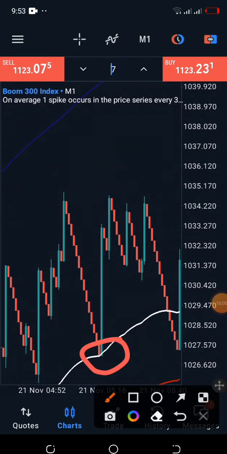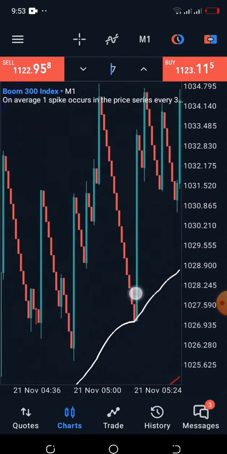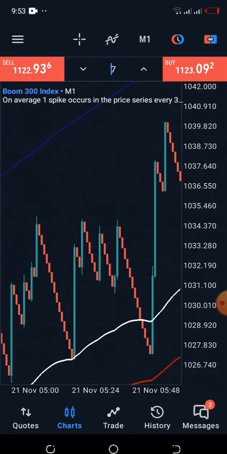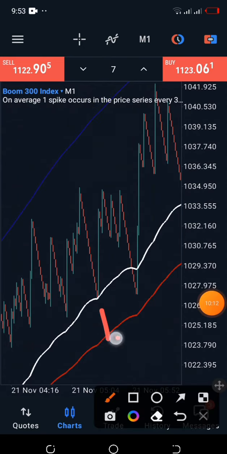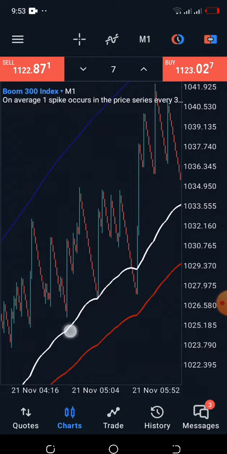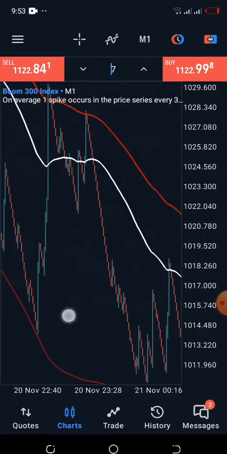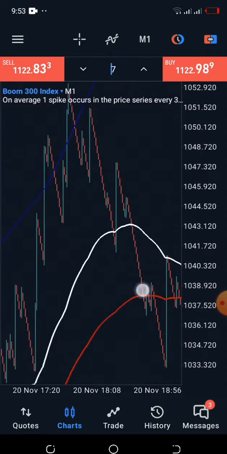It is when your spike doesn't happen on the white, and then price starts coming down to the red, that is when you enter for your next entry opportunity. Do you get it? So that is how this indicator works. That is how this indicator functions.